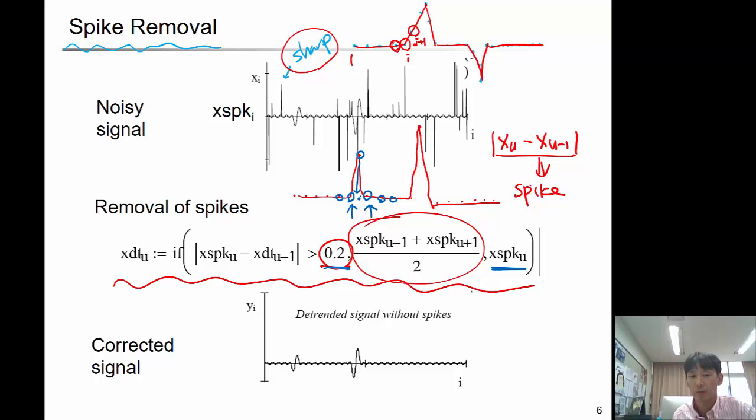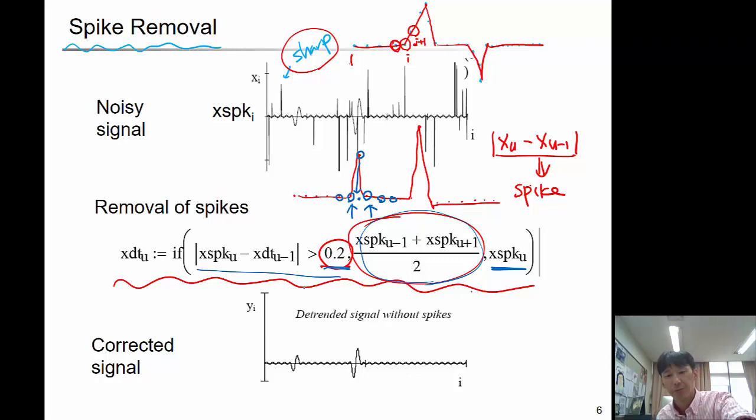This kind of conditional statement can be different depending on the time interval or the sampling interval of your signal and the shape of the spike. It could be negative and positive, and even though it's a spike, you may have some width to it.